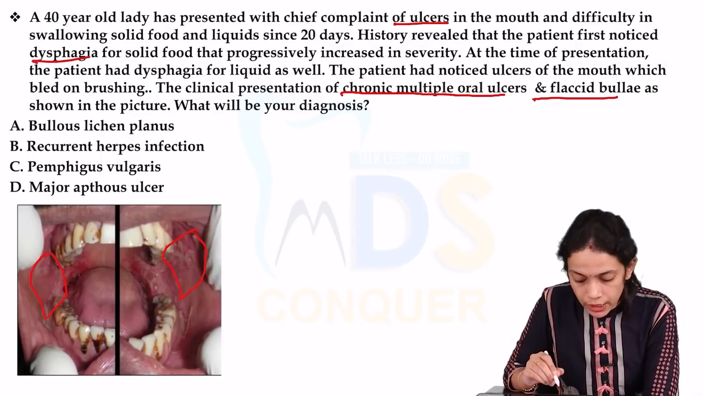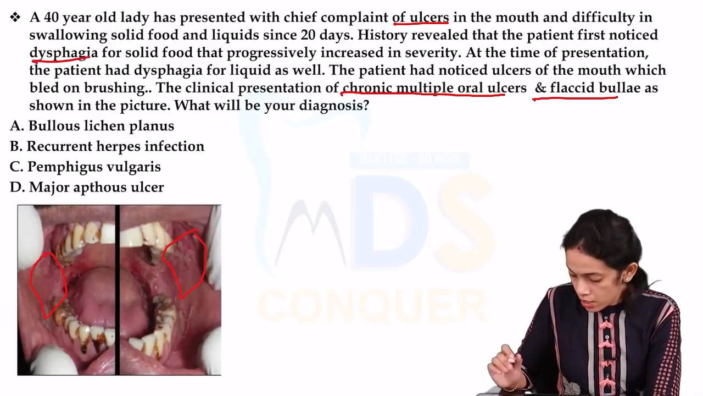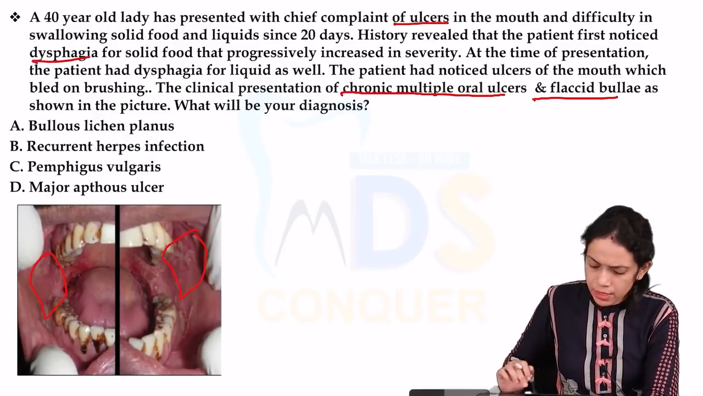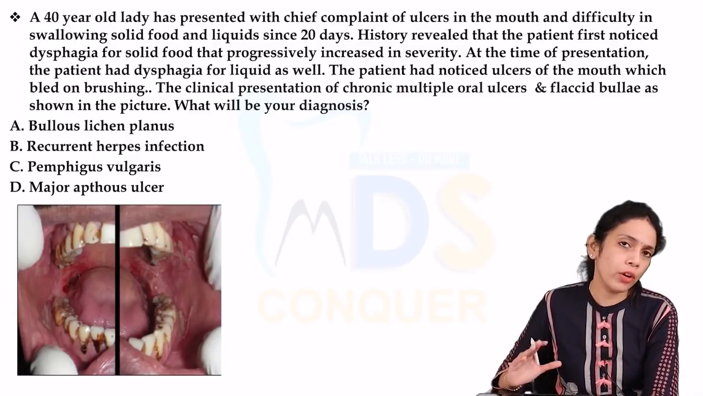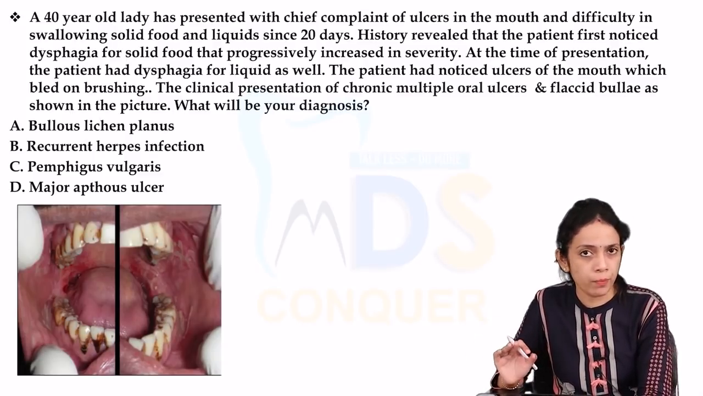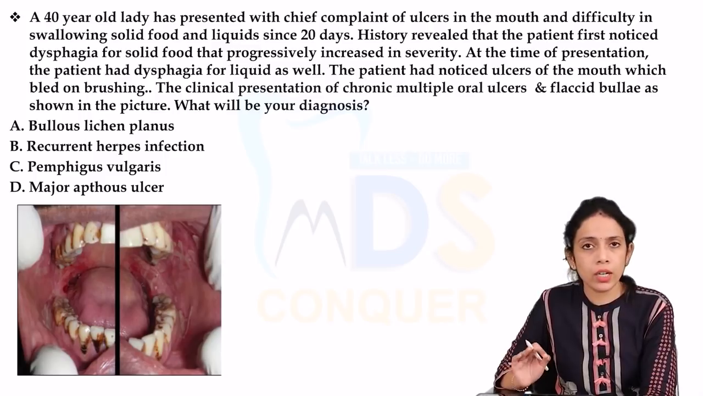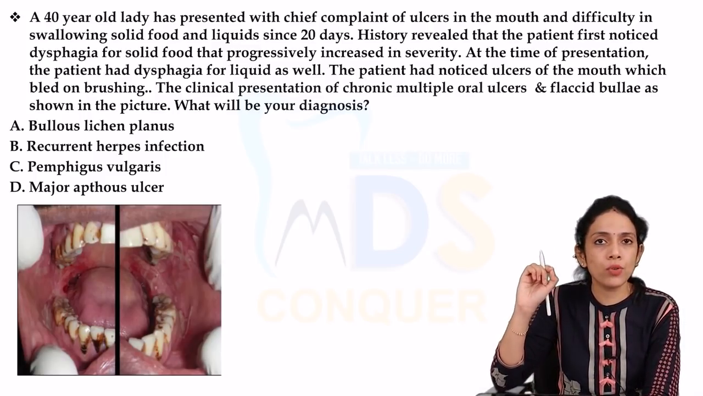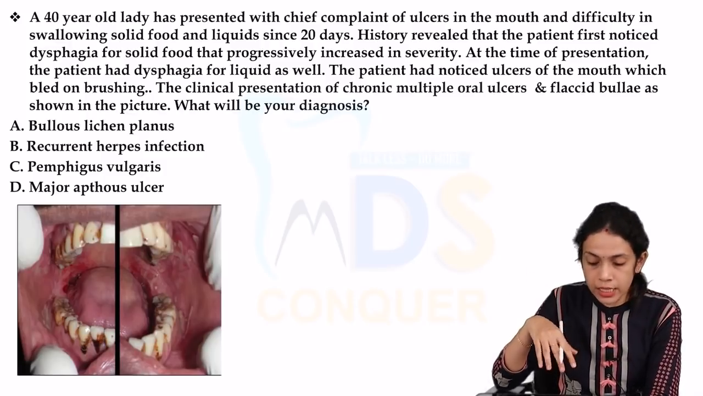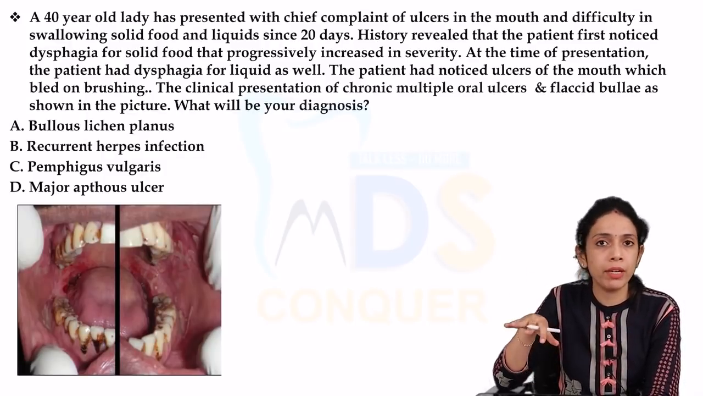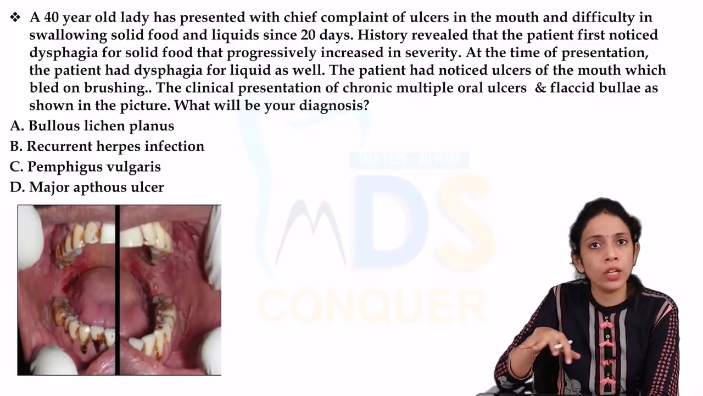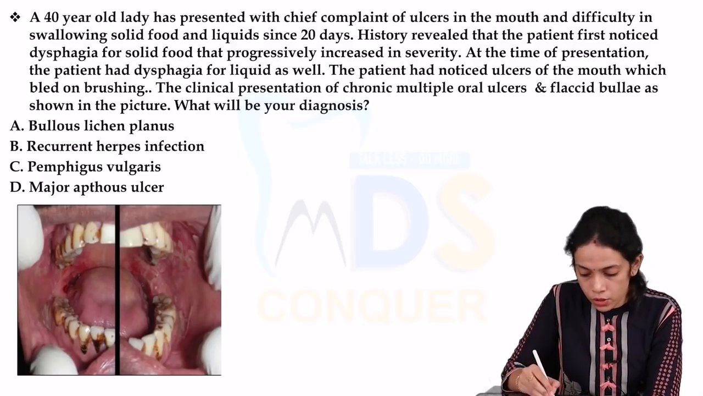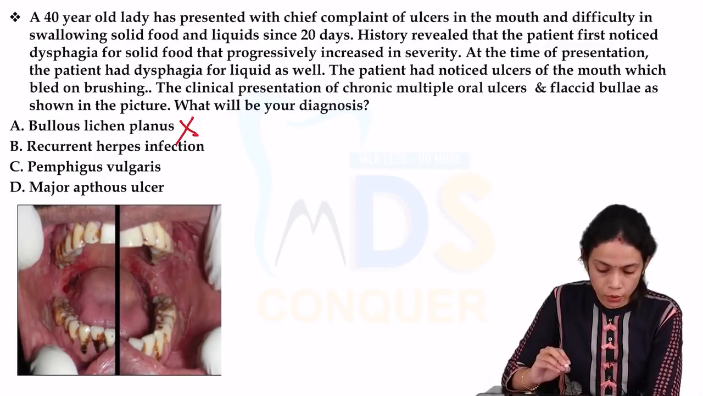The first option being given is bullous lichen planus. Any type of lichen planus, either bullous or atrophic or reticular, there will be striae. Either it is atrophic or erosive or bullous lichen planus, at least one or two peripheral Wickham striae will be there. In this particular case you can't see any peripheral striae, right? Wickham striae is not at all seen in this picture. So it is not bullous lichen planus.